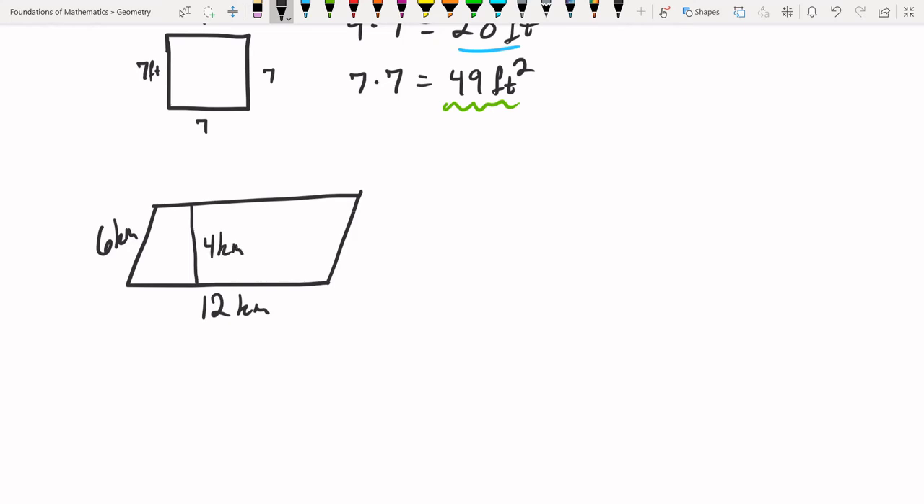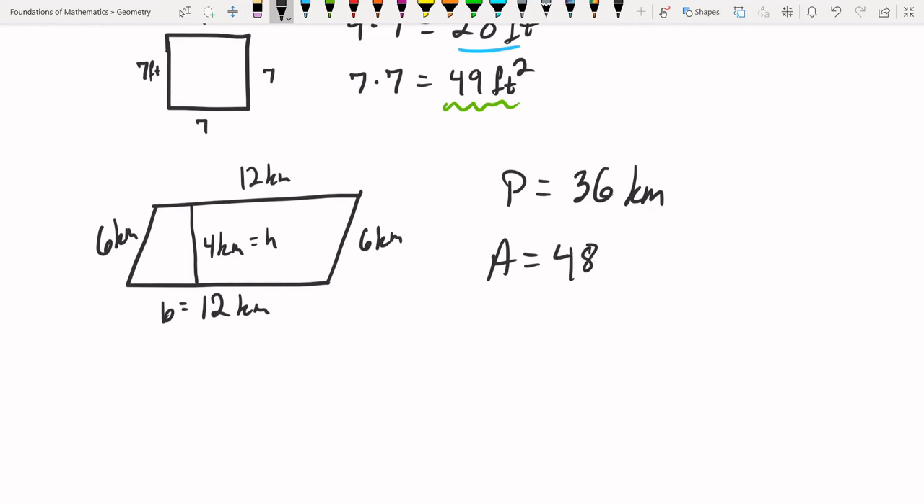All right, the perimeter, quite simply, right? We just add up all the sides. 6 plus 12 plus 6 plus 12. 6 plus 6 is 12. 12 plus 12 plus 12 is going to be 36 kilometers. The area is base times height. Now, this is the base, and this is the height. So we're going to go 12 times 4. 12 times 4 is 48, and it'll be kilometers squared.